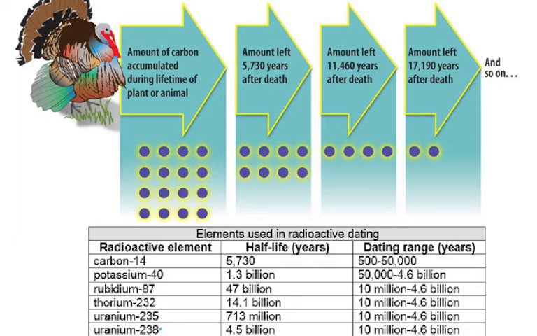For instance, in this picture that you see, they show the amount of carbon accumulated during the lifetime in a plant or an animal. It will take 5,730 years after the death of the plant or animal to have half of the amount of this carbon in it. And in another 5,730 years, or a total of 11,460 years, another half of the carbon radioactivity will be gone, and be half of the previous one.